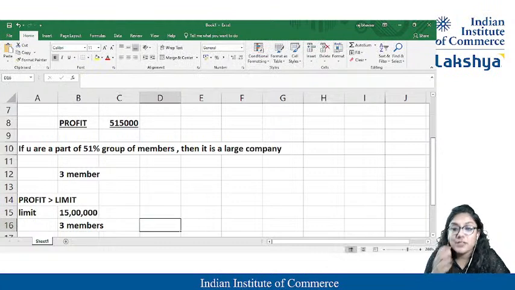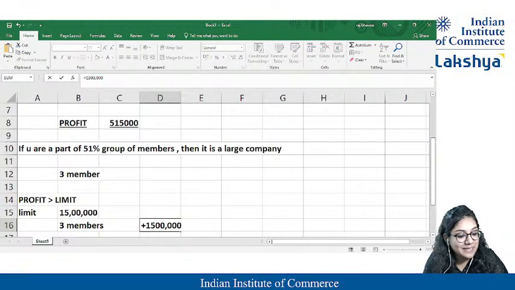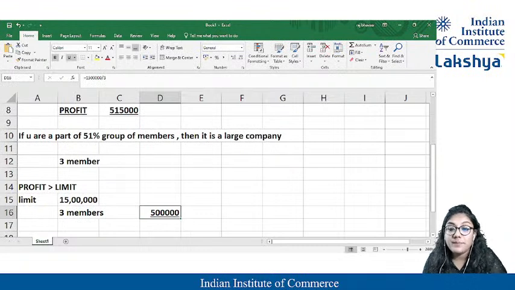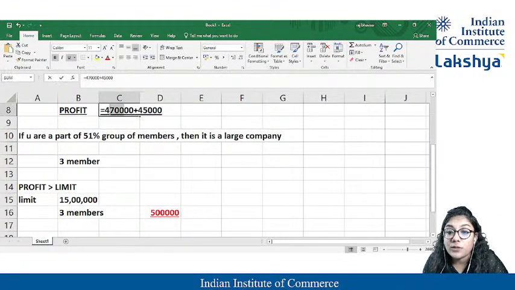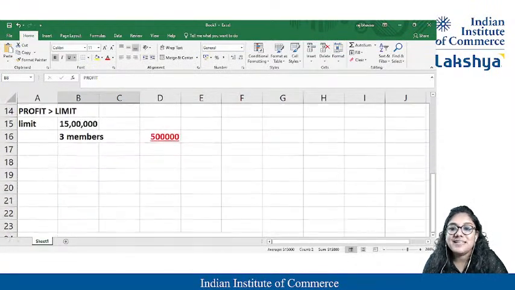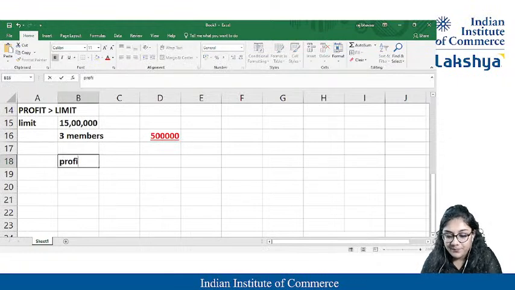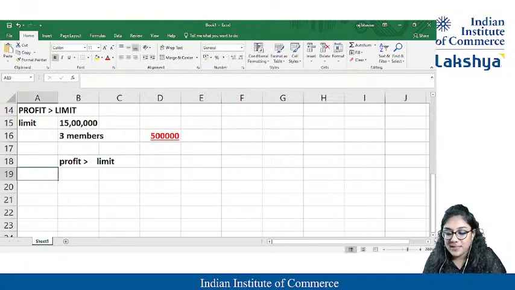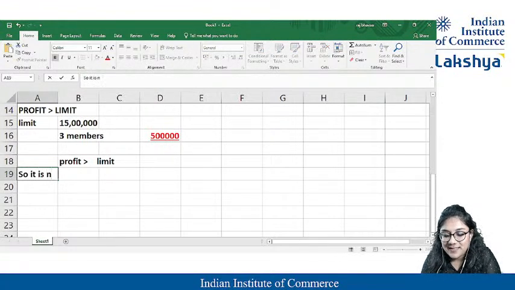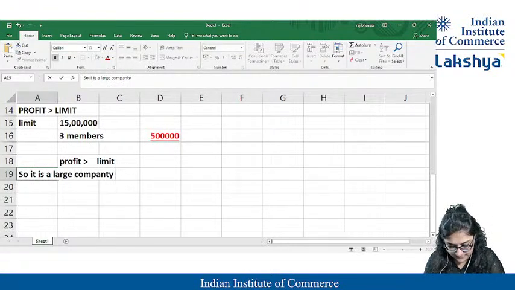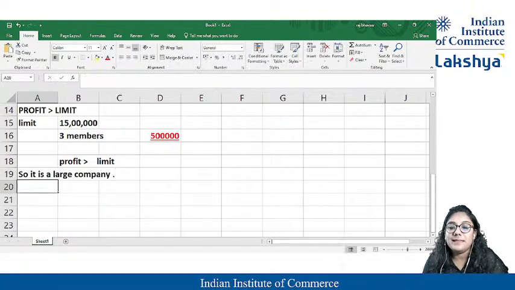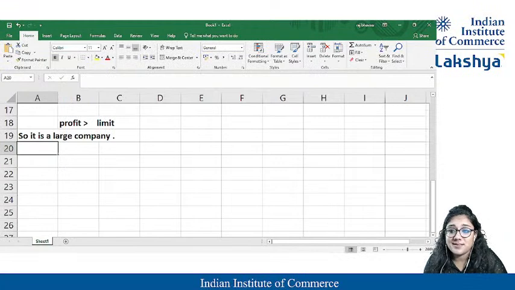So don't you think for an individual, what will be the limit? 15 lakhs divided by 3. So for an individual, students, the limit will be 5 lakhs, and your profit individually is more than 5 lakhs, isn't it? So your profit is more than 5 lakhs, so it will be large. Over here I can write my profit is more than that limit, so it is a large company. I hope you understood this. With writing just this, you will fetch 5 marks, or 2 marks or 3 marks, whatever the question has been tested for.